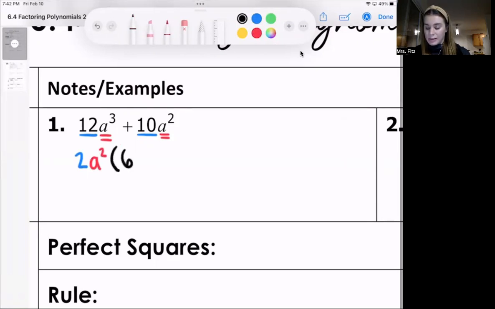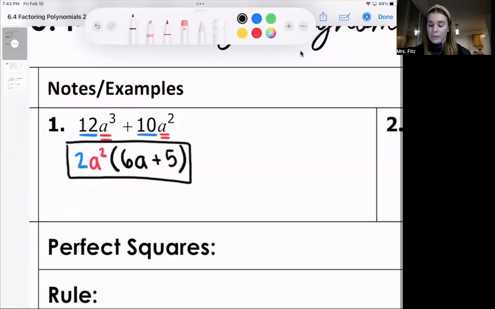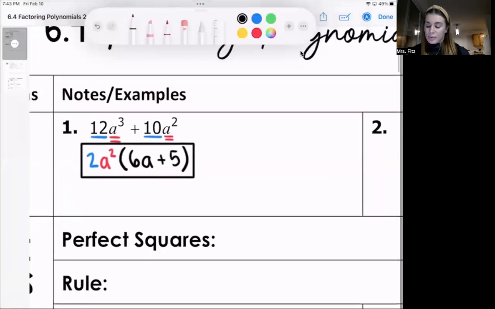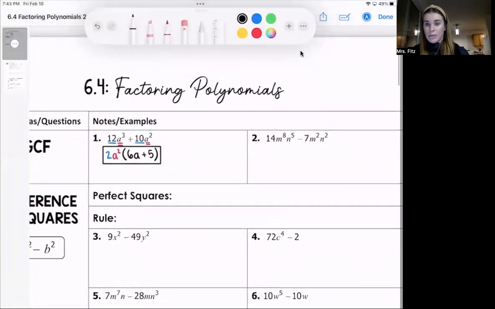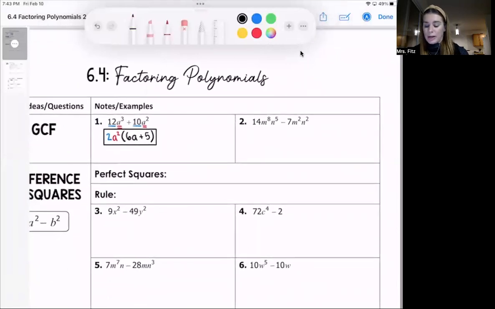So I have 6, because 12 divided by 2 is 6. A cubed divided by a squared is a, plus 10 divided by 2 is 5. A squared divided by a squared is just 1. So this factors to 2a squared times 6a plus 5. Notice I didn't actually change the value of any of these numbers, because if you distribute back in that 2a squared, you end up back where you started. So we're simply rewriting it in factored form. Okay. Next, I'd like you to pause here and go ahead and do number 2, and then we're going to move on to perfect squares.